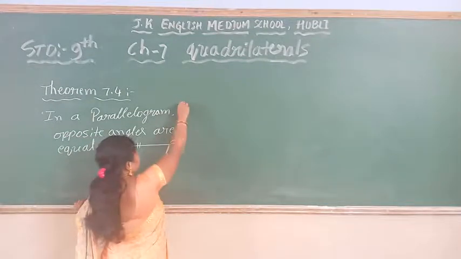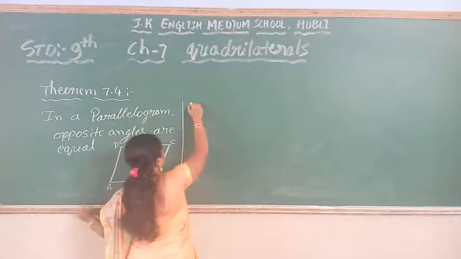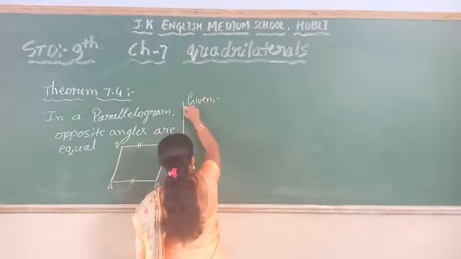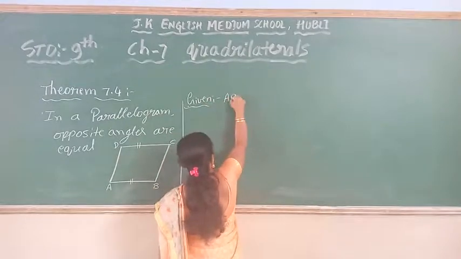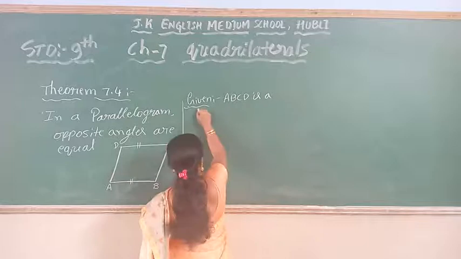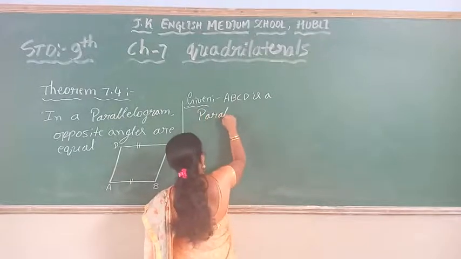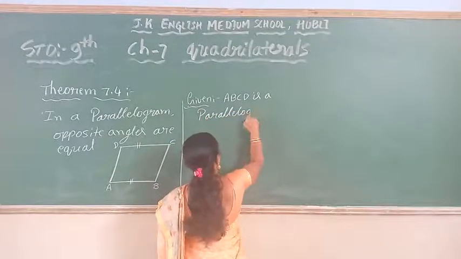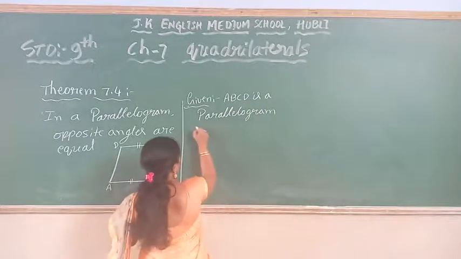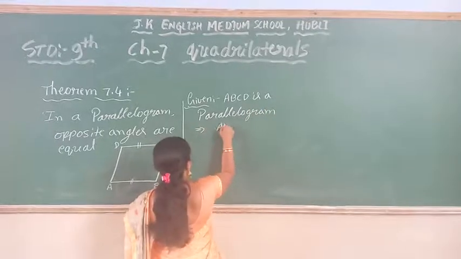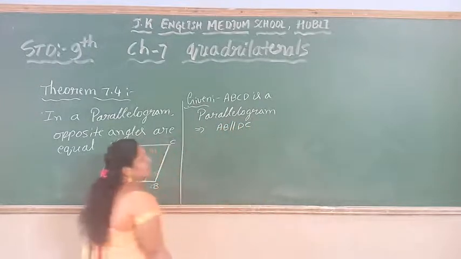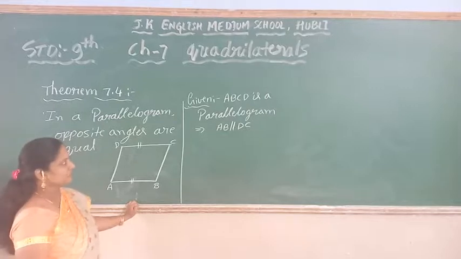So, what have they given for us? Given our data. Given: ABCD is a parallelogram. If it is a parallelogram, this implies AB is parallel to DC.